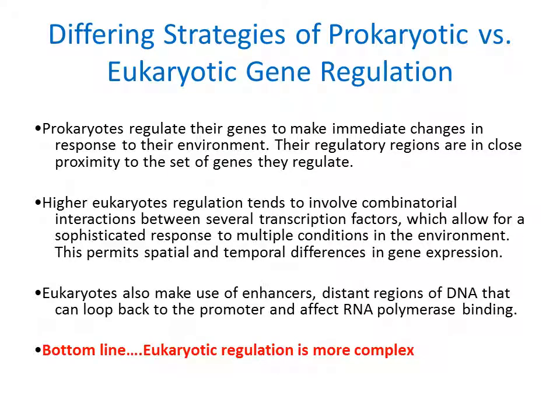So in summary, prokaryotes are able to regulate their genes to make immediate changes in response to their environment, and these regulatory regions are usually adjacent to the promoter regions and are in close proximity to the set of genes that they regulate. Higher eukaryotes, such as ourselves, regulate by using combinatorial approaches, so we can have a whole set of transcription factors that are modifying the ability of RNA polymerase to bind more strongly or less strongly or not at all, and this all can regulate the amount of mRNA that ultimately is made. We utilize things such as enhancers, which are distant regions of DNA that can loop back to the promoter and affect RNA polymerase's ability to bind. The main takeaway is that eukaryotic regulation is vastly more complex than what we see in prokaryotes.